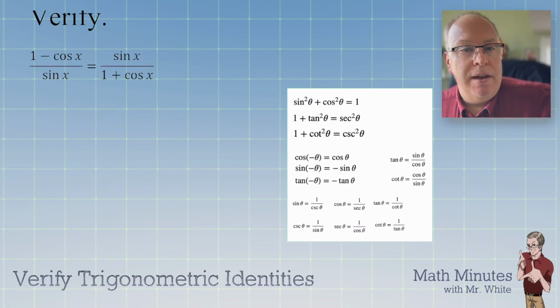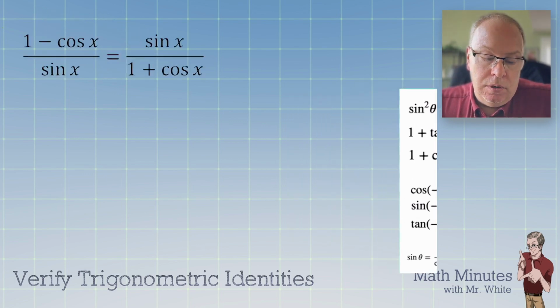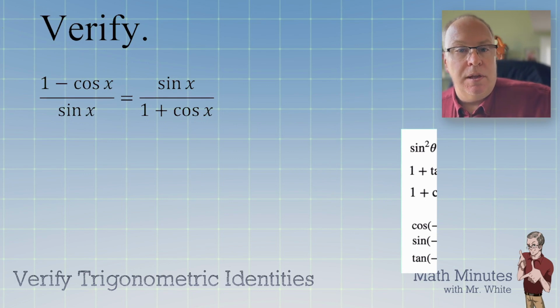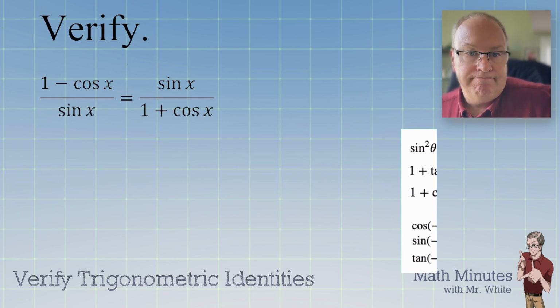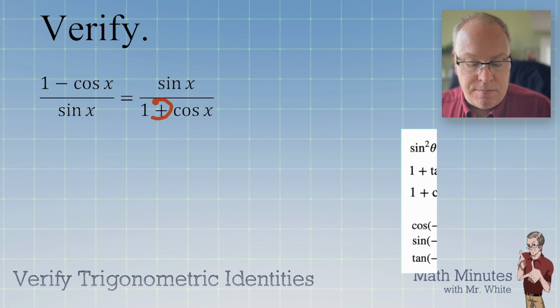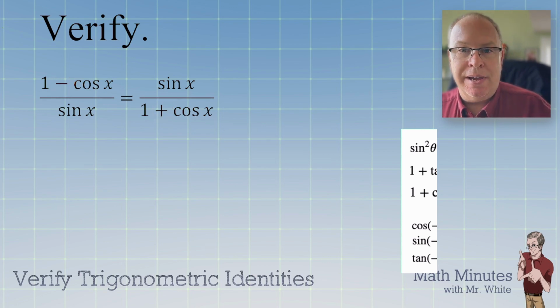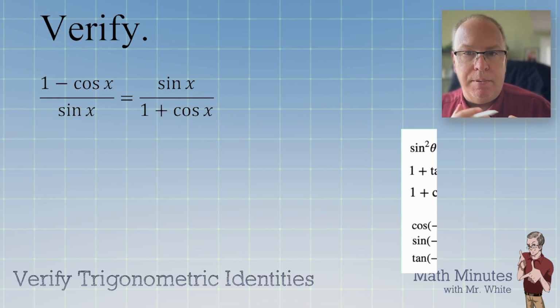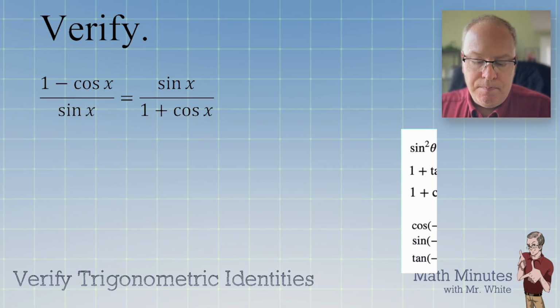So 1 minus cosine x over sine is equal to sine over 1 plus cosine x. I'm looking at this, and I'm trying to think out loud to give you a little indication on how I approach these. I see that there's a plus here and a minus here, so how am I going to turn a plus into a minus? And how am I going to flip it over? Well, that seems to be two different things. So how am I going to introduce a minus on the right side?